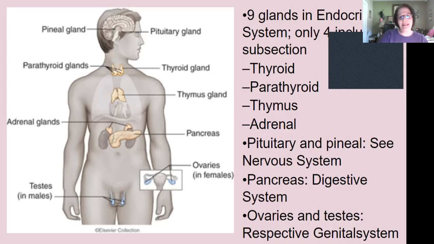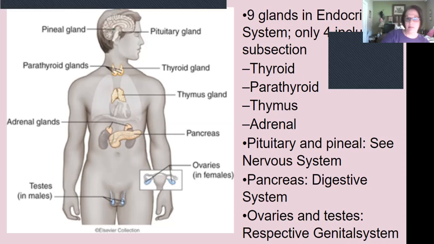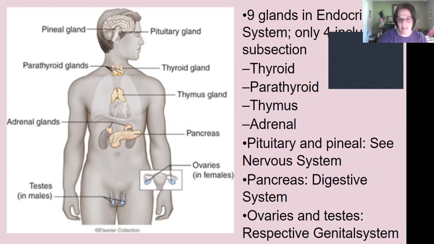There are 9 glands in the endocrine system. Only 4 are included in this subsection: the thyroid, the parathyroid, the thymus, and the adrenal. Pituitary and the pineal are in the nervous system. Pancreas is the digestive system, and ovaries and testes are in the respective male and female genitalia systems.